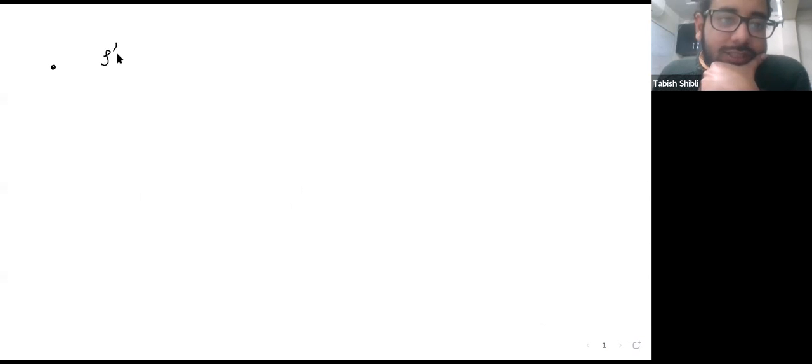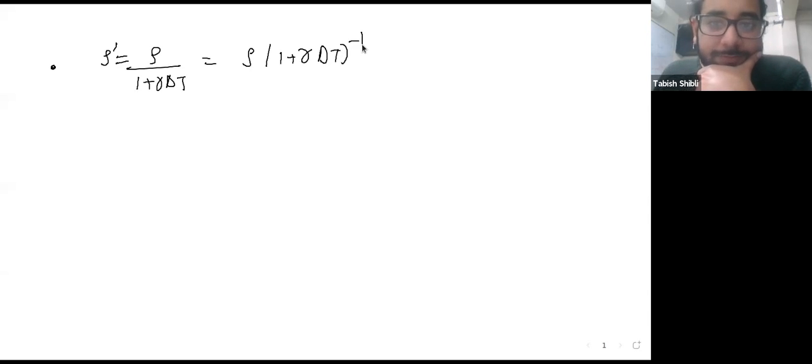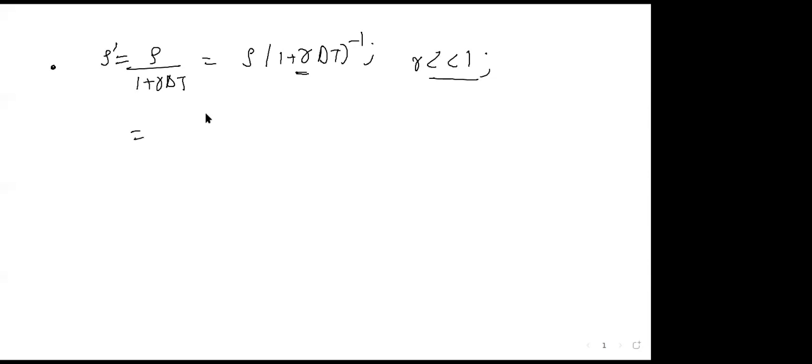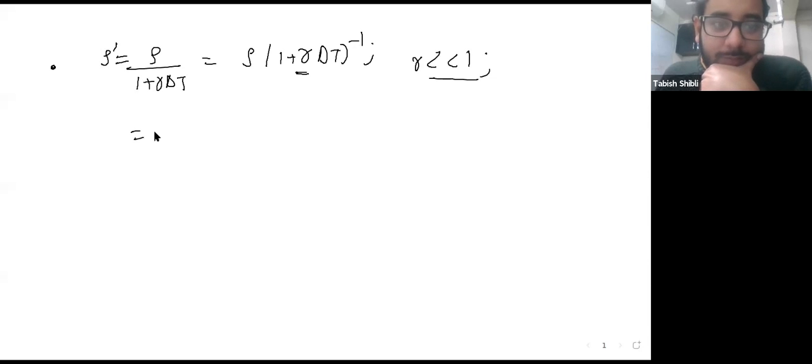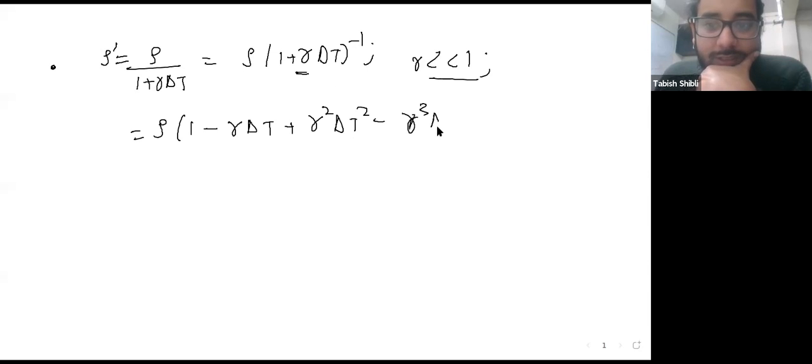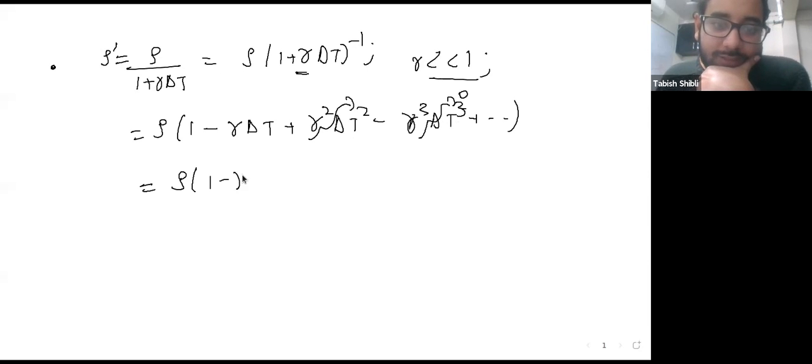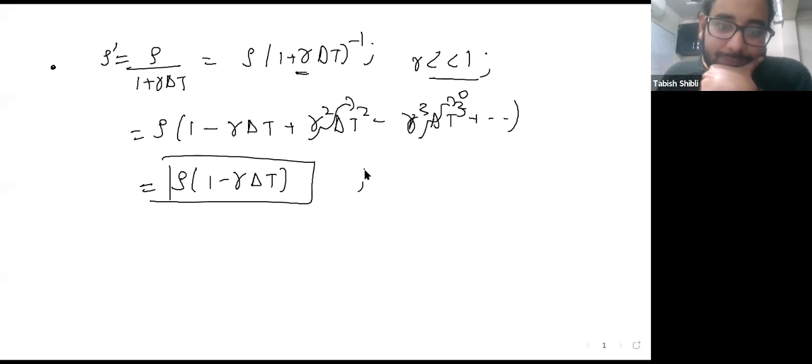What did you say after this, rho dash equals rho upon 1 plus gamma delta t? Okay. So rho dash हमको पता चल गया, is rho times 1 plus gamma delta t to the power minus 1. Since gamma is very, very small, very much smaller than 1, आप इसको binomial expansion में कर सकते हो. Binomial expansion क्या होगा इसका? 1 minus gamma delta t plus gamma square delta t square minus gamma cube delta t cube and so on till infinity. And since gamma is very small, all these higher terms will go away. So all you'll have is rho times 1 minus gamma delta t. ठीक?